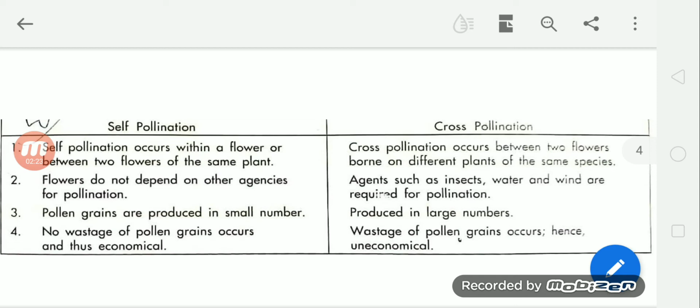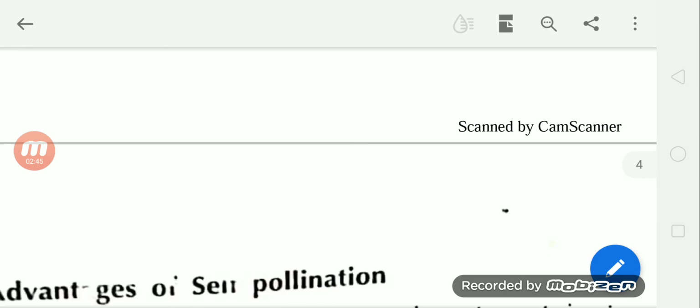In self-pollination, pollen grains are produced in a smaller number. In cross-pollination, the pollen grains are produced in large numbers. In self-pollination, there is no wastage of pollen grains and thus it is economical. In cross-pollination, there is some wastage and hence uneconomical.